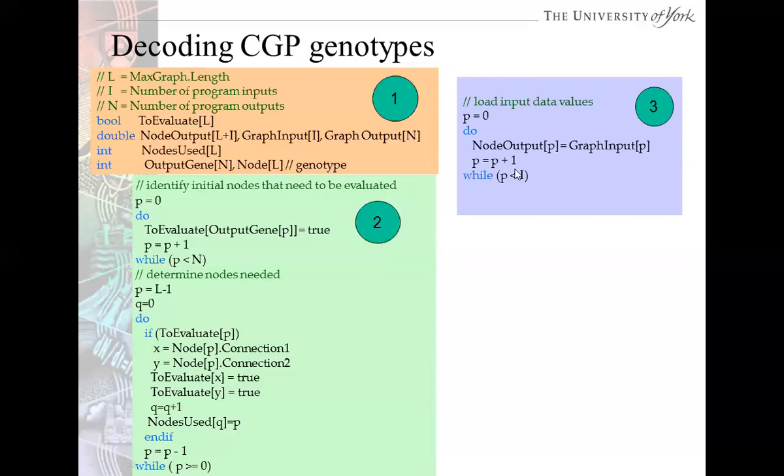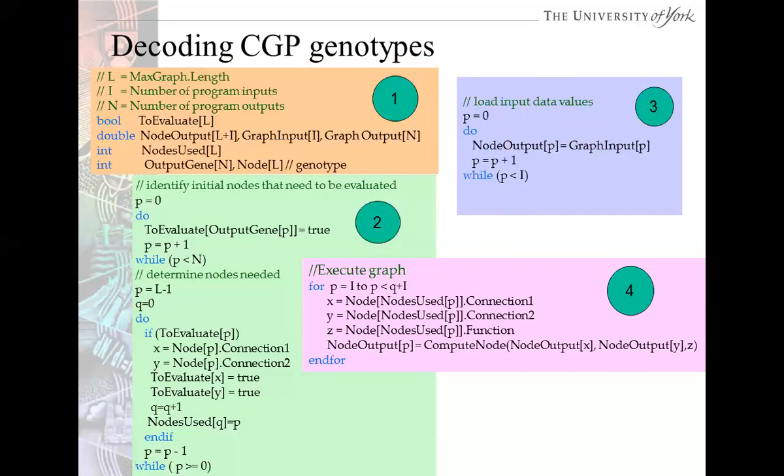Step 3, we're now ready to load up the input data values. So the first thing that happens is that the graph inputs, which are supplied by the type of problem you're trying to solve, are written into this node output array. Step 4, now we can execute the graph. We know what nodes are used, so we can get the inputs to each node, carry out the function defined in the genotype, and actually compute what the output is and write that back into the node output array.